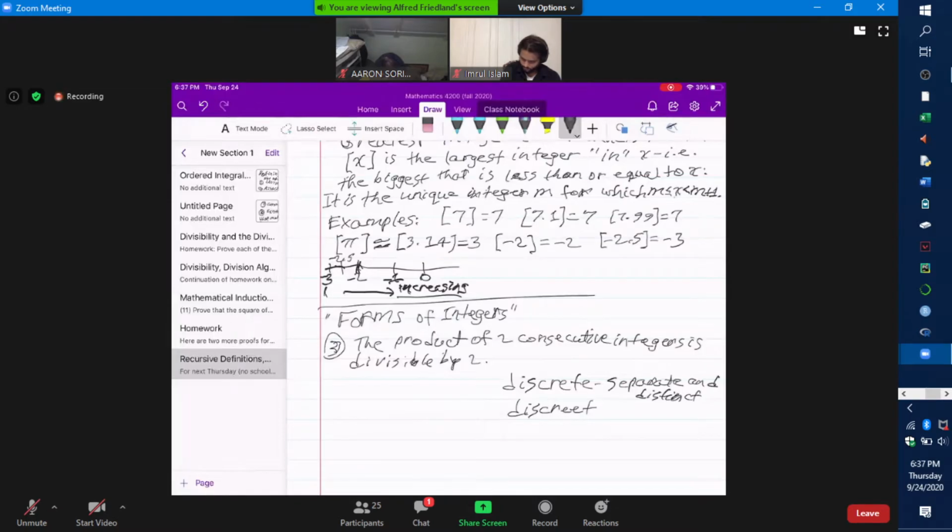Well, speaking of divisible by 2, let A, B, and Z, then from the division algorithm, A equals 2Q plus R, where R is less than or equal to the absolute value of the divisor, which is 2.